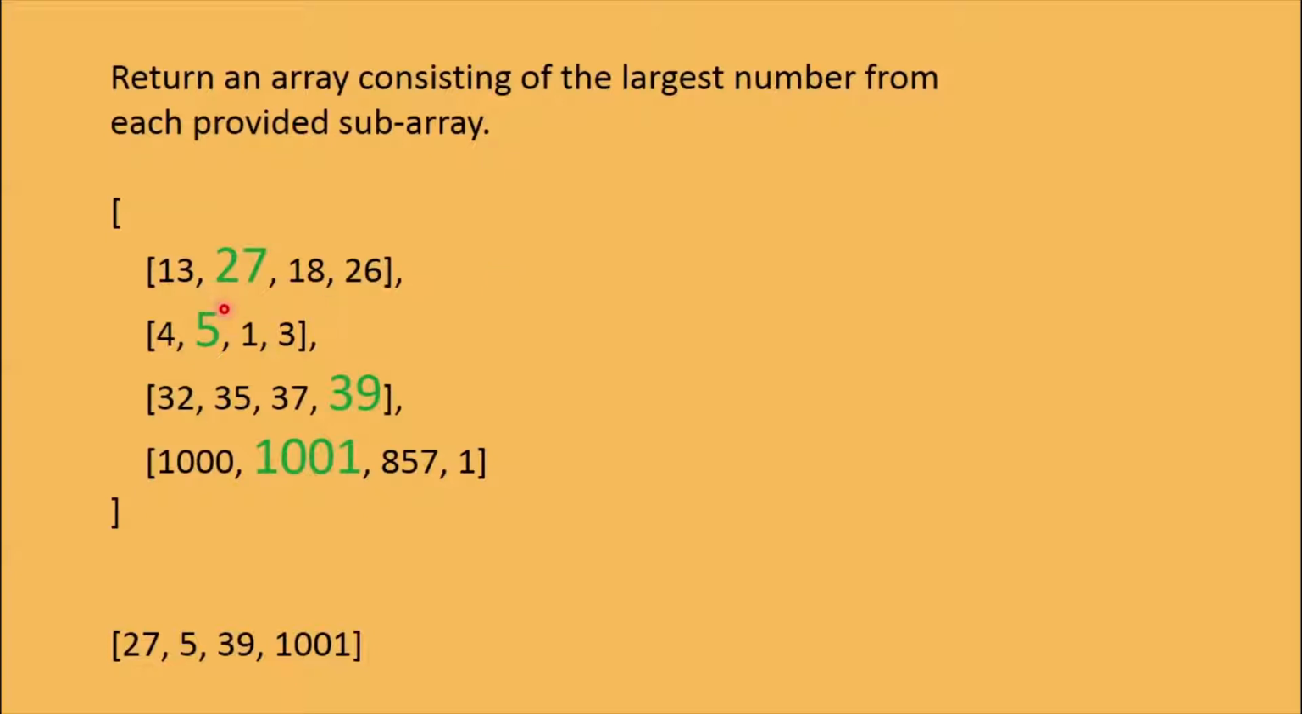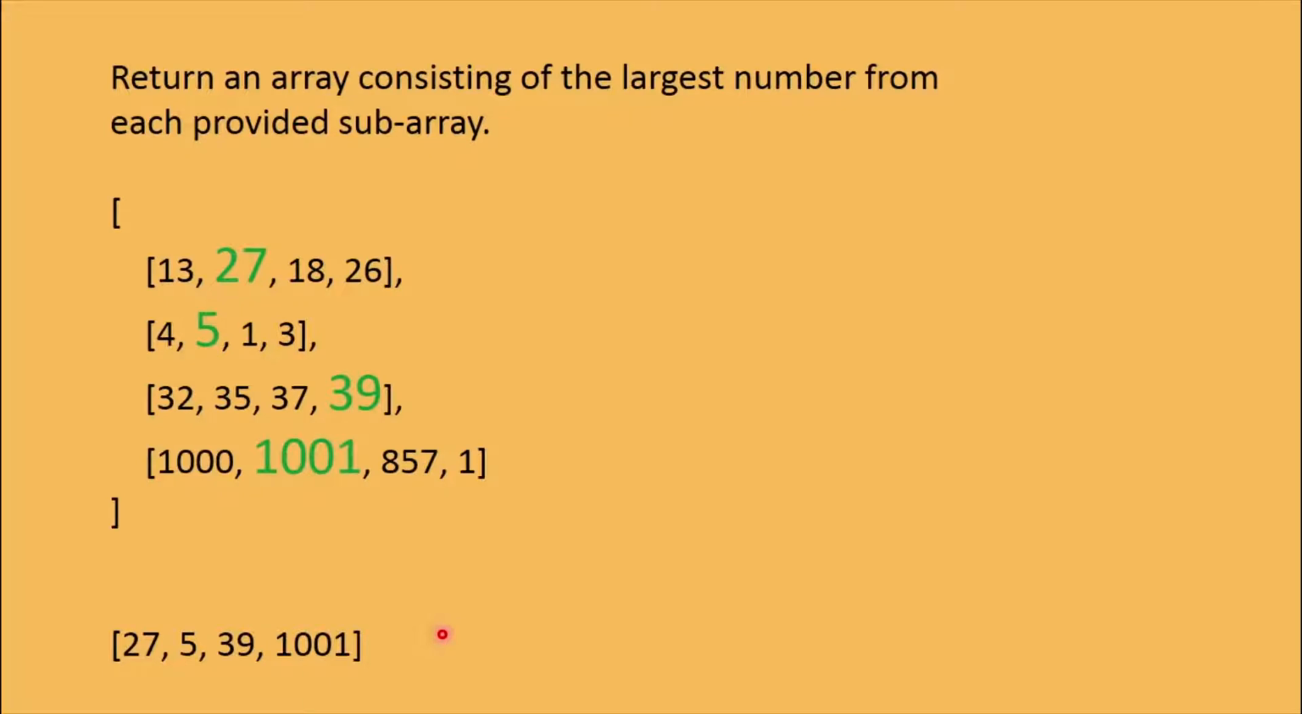The first subarray is 13, 27, 18 and 26. So here the 27 is the largest number. In the second subarray we have 5 is the largest number. And in the third array we have 39 is the largest number. And in the fourth array we have 1001. So we collect all those largest numbers, we put them in a new array, and then we return that array.